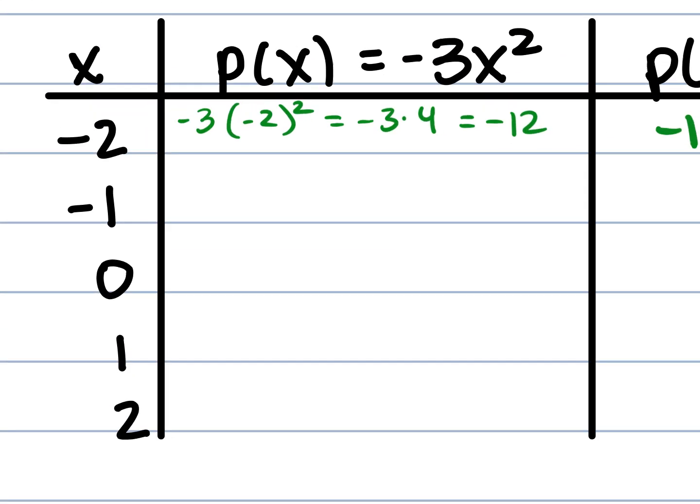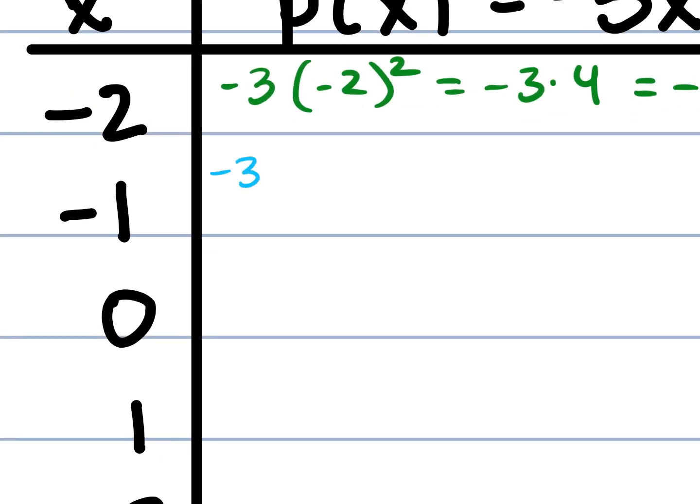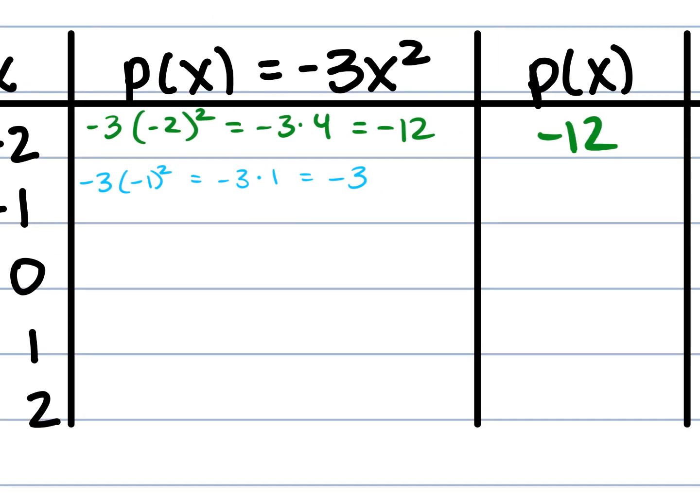Negative 1. Next, we want to plug in negative 1. So we have negative 3 times negative 1 squared. What's negative 1 squared? 1. So we have negative 3 times 1. What's negative 3 times 1? Negative 3.